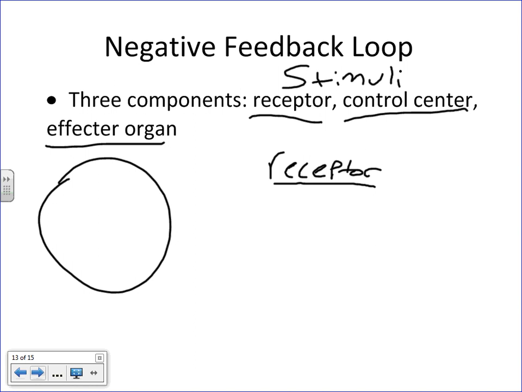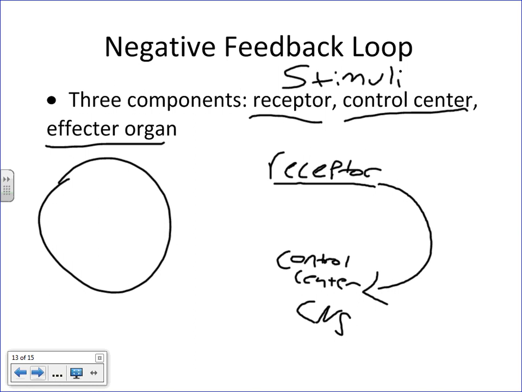Okay, so for example, then a receptor detects a change. But that's all they do. They're just there to detect a change. And then what they do is they generate impulses to what we call a control center. You guys are probably already thinking what the main control center is in the body. You're probably already thinking the brain. That's right. We'll go a little more with this and say the central nervous system, the brain and the spinal cord. The central nervous system is our main control center.